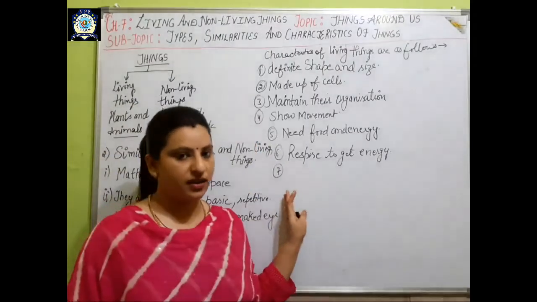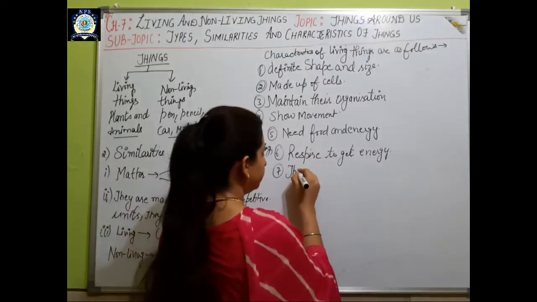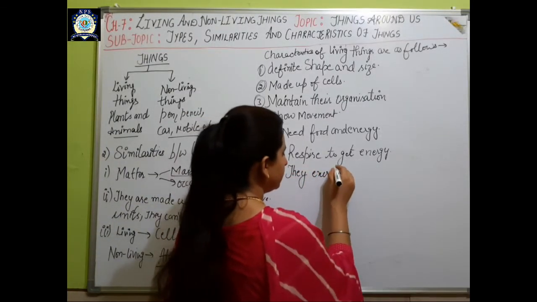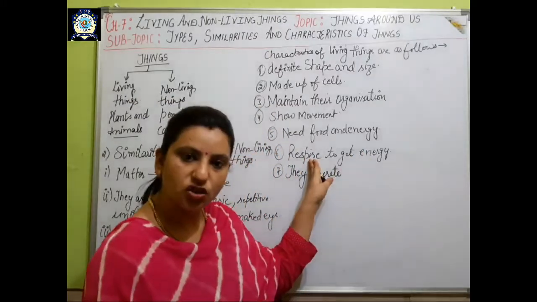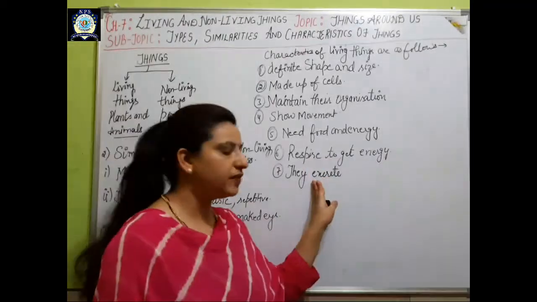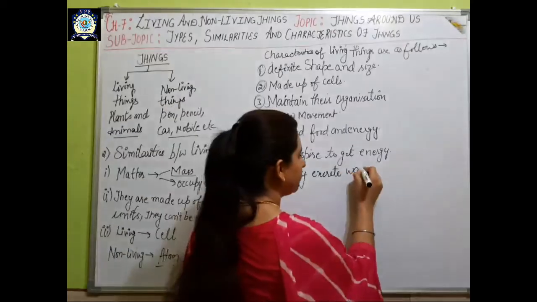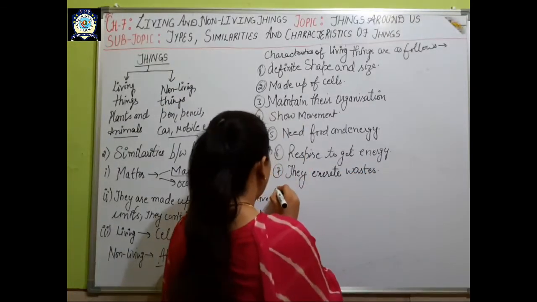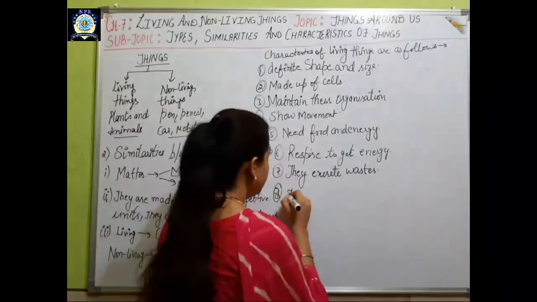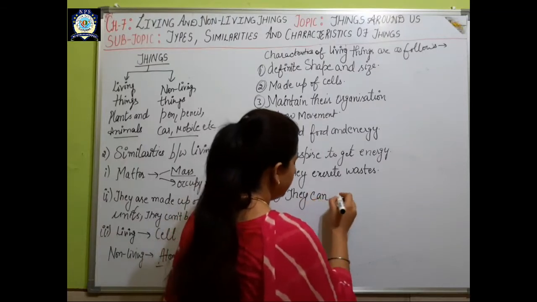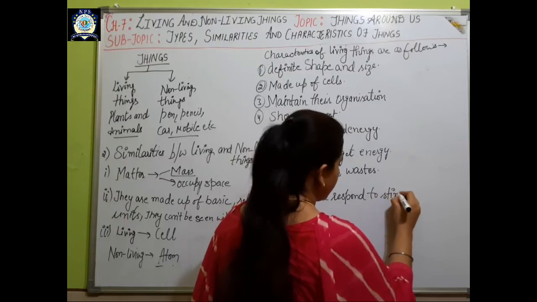If they respire to get energy, it means they get the energy and they excrete. They get the energy by eating food. Simultaneously, respiration is also there to use that energy, and if they use that energy in the form of food, then they can excrete the wastes from the body. Eighth point is that if they can excrete, then they can respond to stimuli.